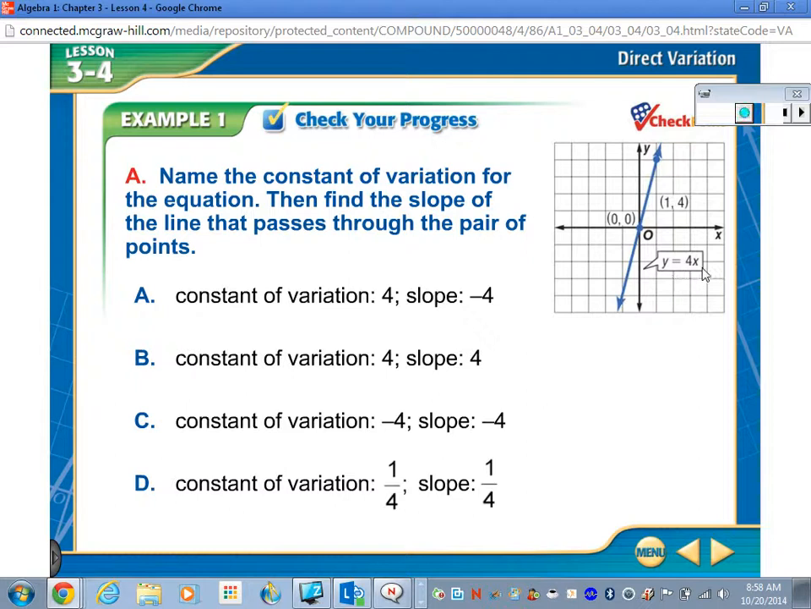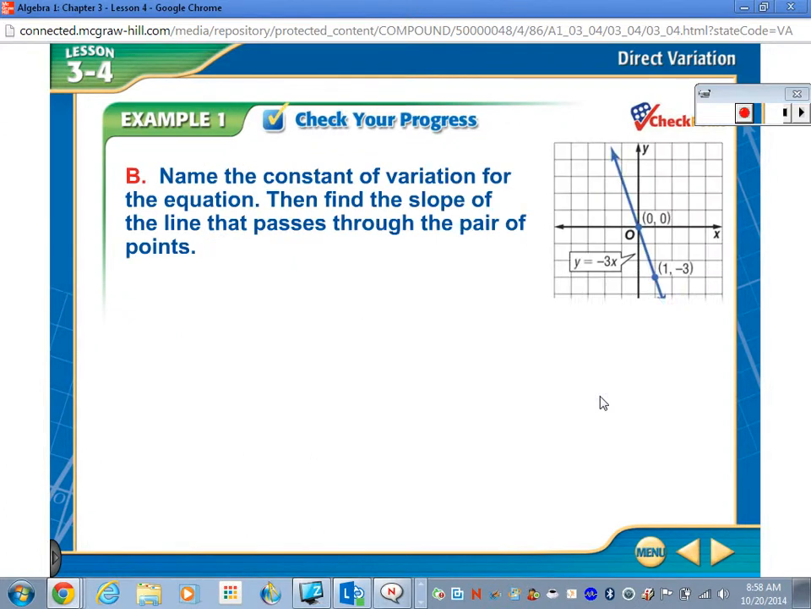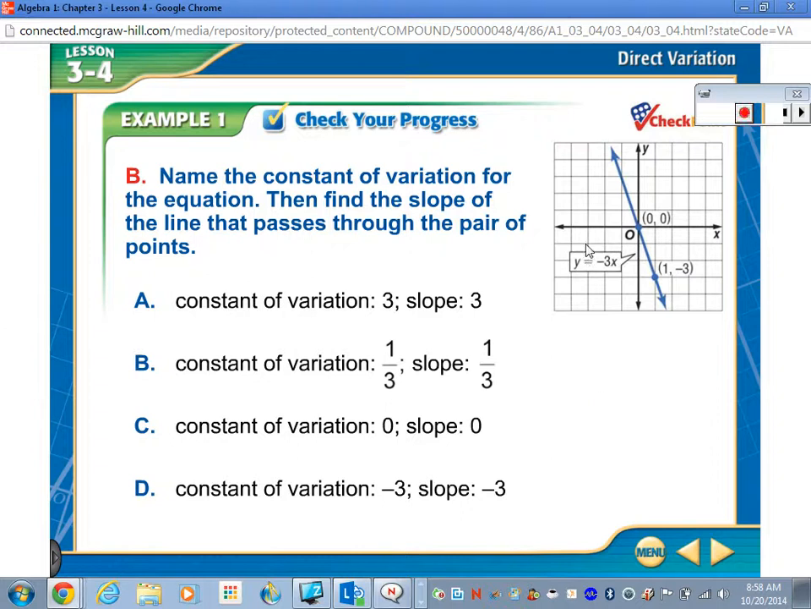All right, let's go to the next one. Again, same thing. Here's your equation. Pause it. Give yourself a minute. Okay, and so hopefully that's working for you pretty well.